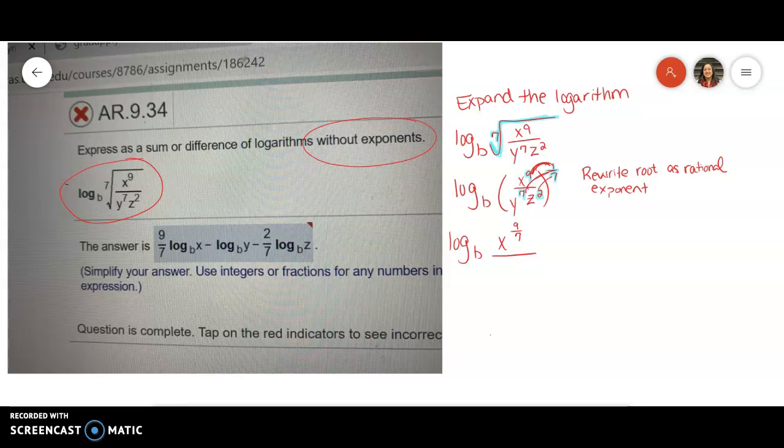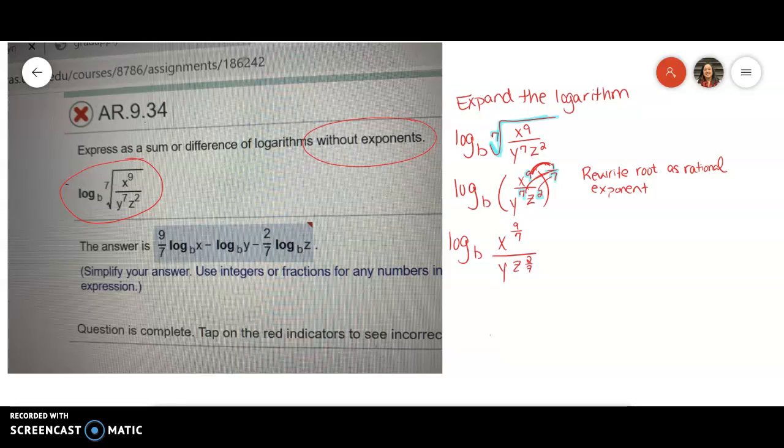1/7 times 7, 1/7 of 7 is 1, so that's just going to be y to the first power, and I'm just going to leave it as that. And 1/7 times 2 is going to be 2/7. And I'm not really going to put my parentheses there, just because we don't really need them. But what I see now is that I have one logarithm. I have log base b of x to the 9/7 all over y z to the 2/7 power.